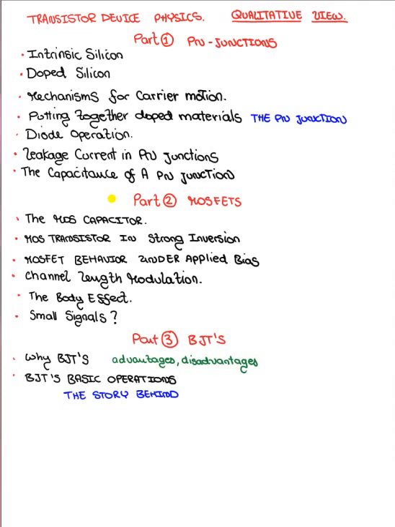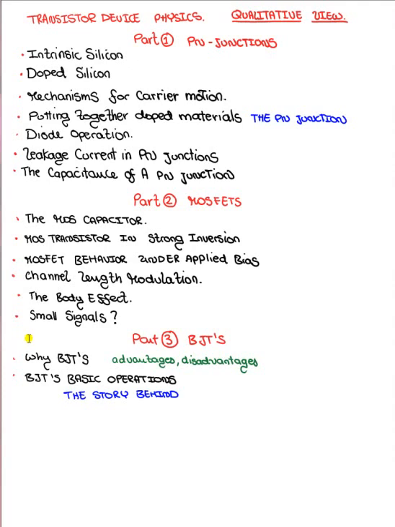a PN junction. For part 2, we're going to be talking about MOSFETs. So we're going to start with the MOS capacitors, sometimes also called the gate capacitance. And then we're going to talk about the MOS transistor in strong inversion, which is how we use it. And then we're going to look at the MOSFET behavior under different applied biases. Then we're going to look at some of the non-idealities, such as channel length modulation, the body effect, and finally we'll talk briefly about small signal analysis and what it really means, and how some people get confused.